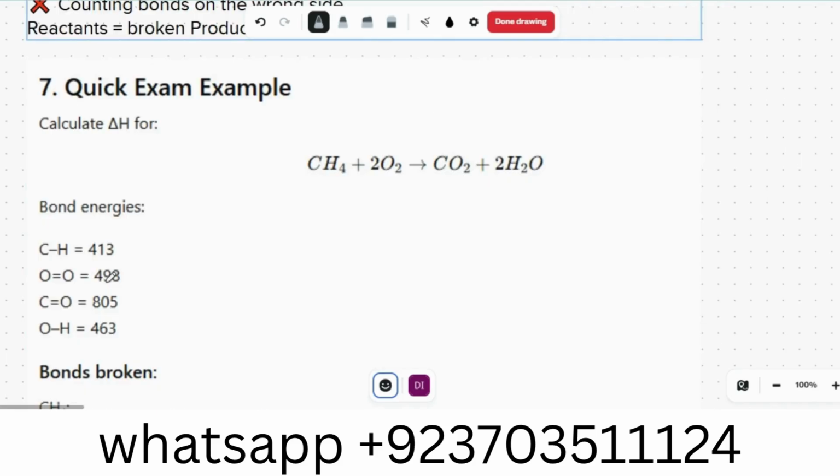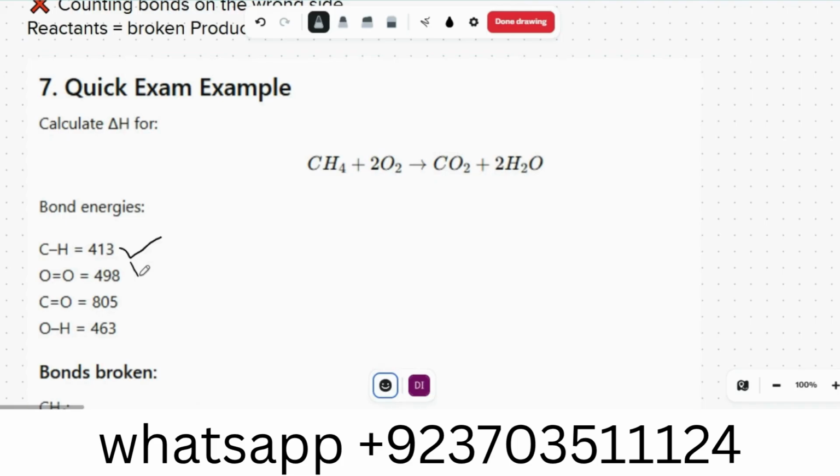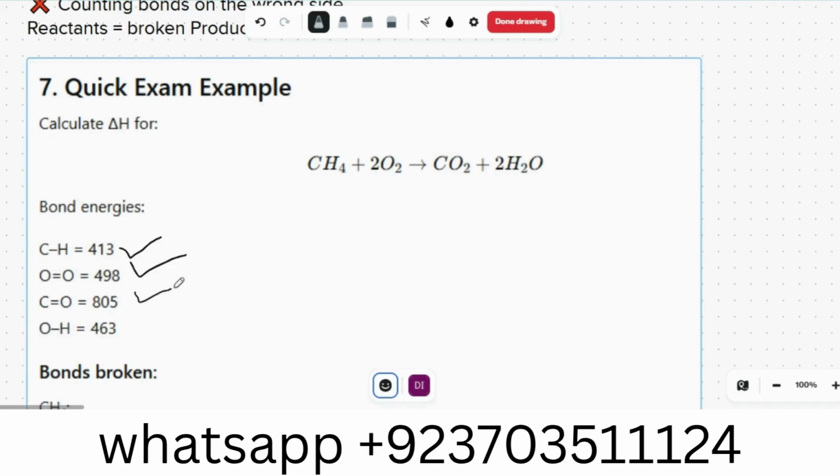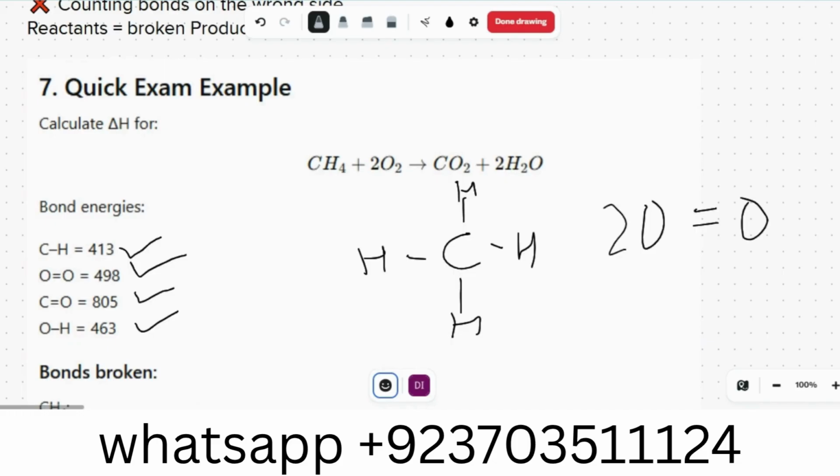Quick exam example: CH4 plus 2O2 gives CO2 plus 2H2O. These are the bond energies. So how many C-H bonds are there? Carbon has 4 bonds, so we have to break 4 C-H bonds. That is positive because we have to break those bonds. And oxygen, we have 2 O=O bonds. You can see that is 2.